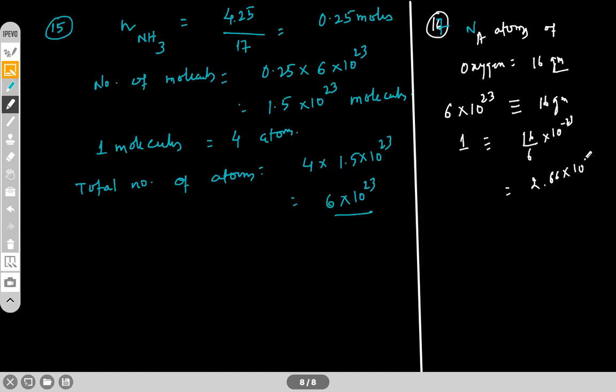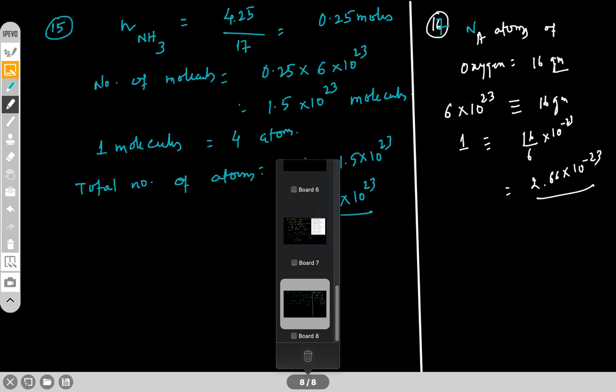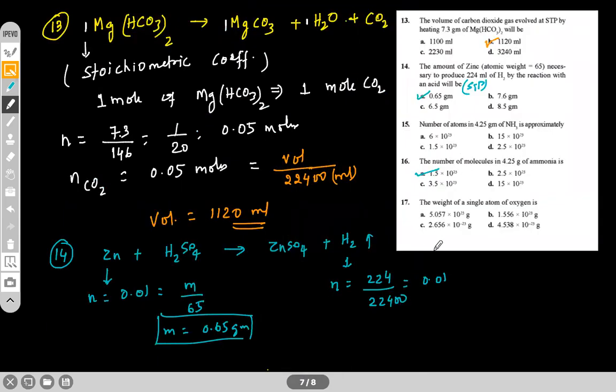2.66 into 10 to the power minus 23. It is the mass we have. Right, so we'll approximately get C here. Is it clear? Understood?